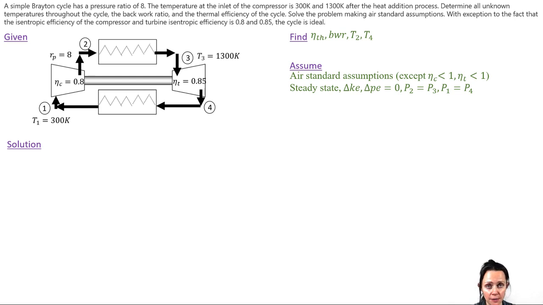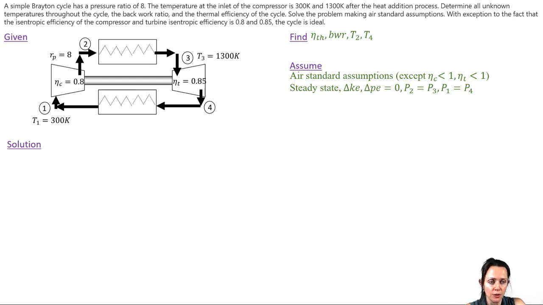You'll make air standard assumptions, so it's an ideal cycle with the exception that the isentropic efficiency of the compressor and the turbine are both less than 1. Also making the assumption that it's steady state and changes in kinetic and potential energy are negligible, which means that my first law breaks down very nicely to maybe a Q in or a Q out or a work in or a work out and some delta H's.